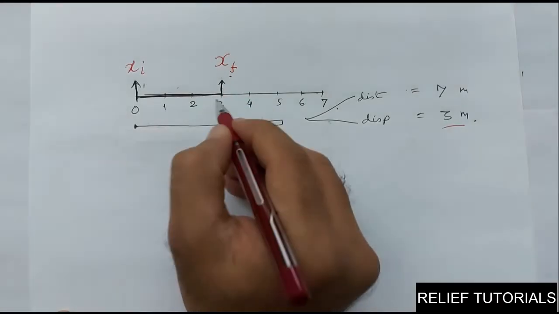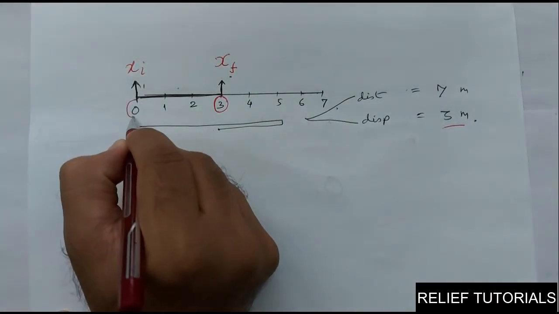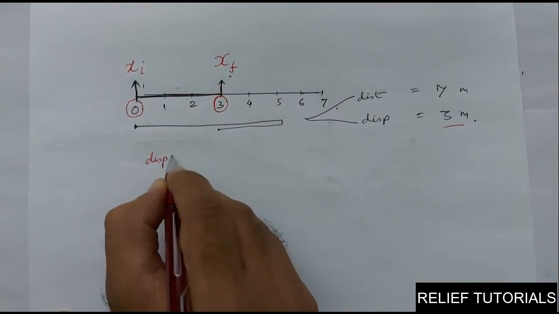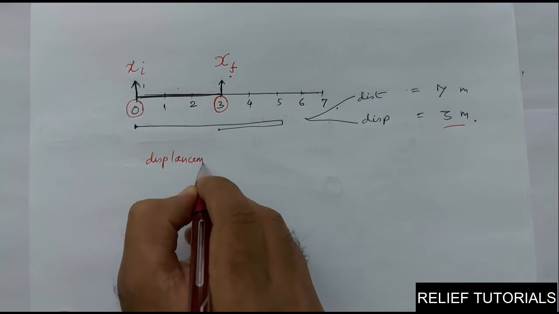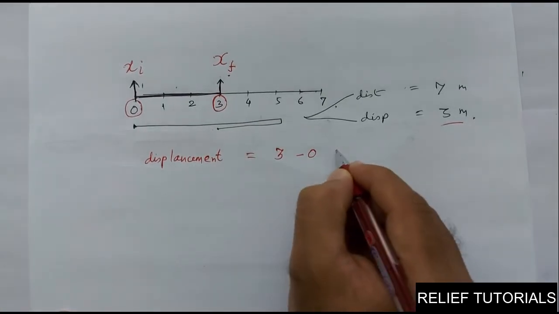Okay, so what is your final position? 3. And what is your initial position? 0. So displacement, look at here, please carefully, we are deriving the formula. Displacement, can I say displacement is 3 minus 0 means 3?